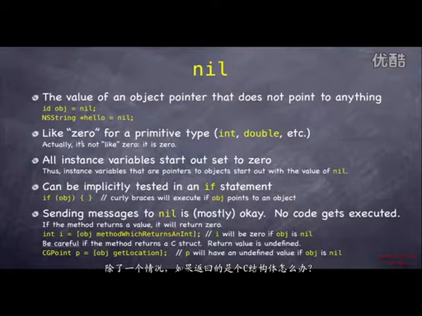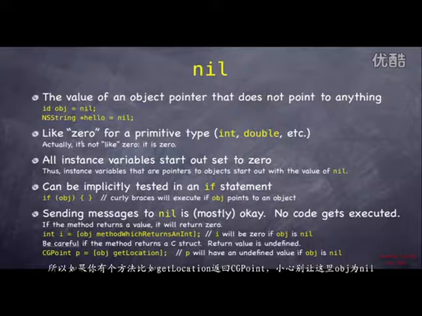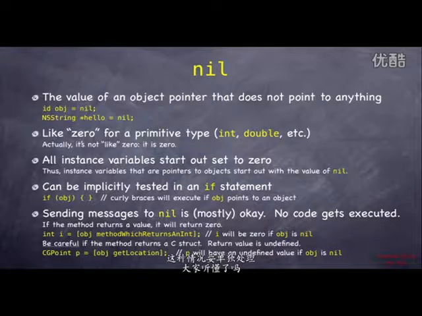Except there's this one thing you've got to think about: what if your method returns a C struct? That case you have to check for, because when you send a method that returns a C struct to nil, you get back an undefined C struct. It could be anything. It's being passed back on the stack, so it could be stack junk. You can't rely on it being any particular thing. So if I have a method like getLocation that returns a CGPoint struct, I have to be careful to make sure obj is not nil and handle that case separately. Everyone understand what I'm saying?